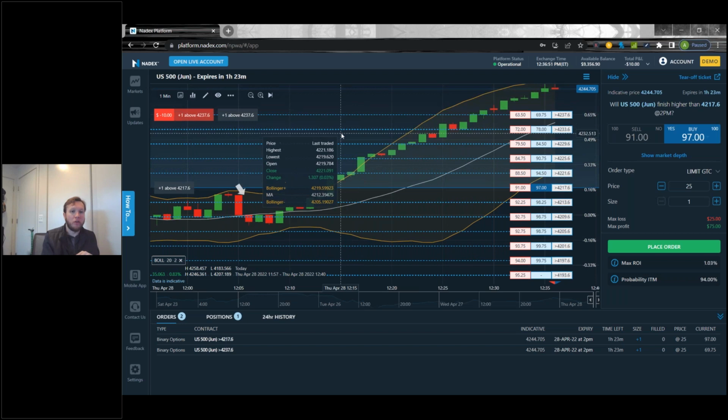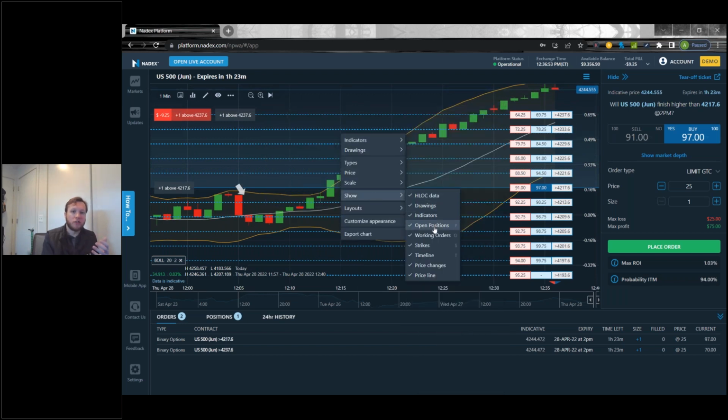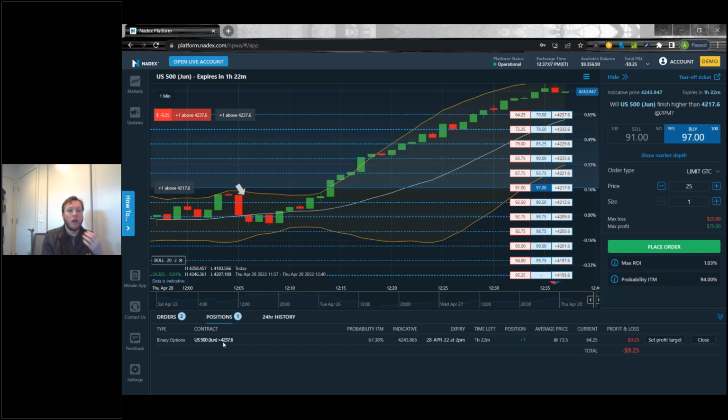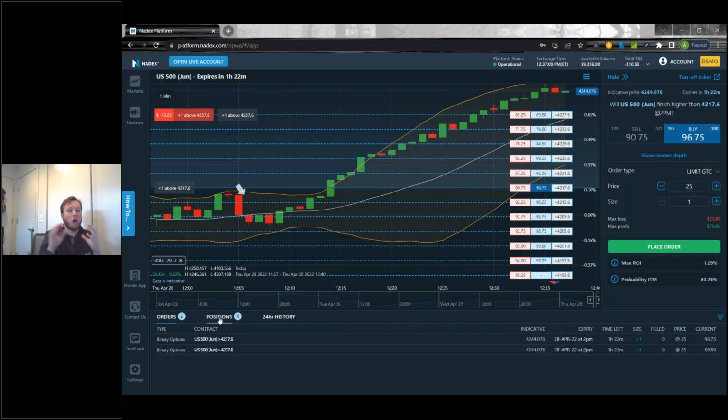Now you can actually toggle these on and off. So if I go down to the show section, if I don't want to see my open positions, I can click on it, it disappears, and I can bring it back, right? So I can toggle my open positions here. Same thing with working orders. I can toggle them on and off. And so it's really just showing you any positions and any orders you have overlaid on the chart itself. So I think it's fairly helpful to be able to see that.